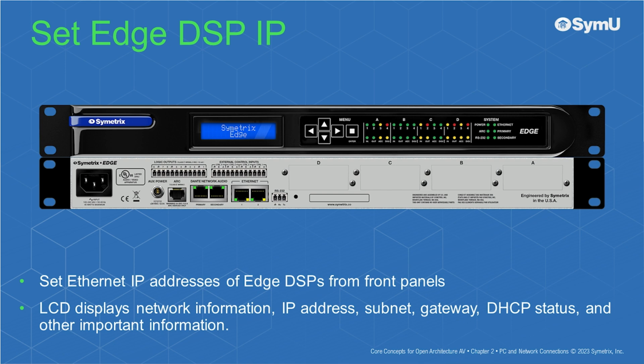It is possible to set the Ethernet IP addresses of Edge DSPs from their front panels. The LCD displays network information, IP address, subnet, gateway, DHCP status, and other important information.